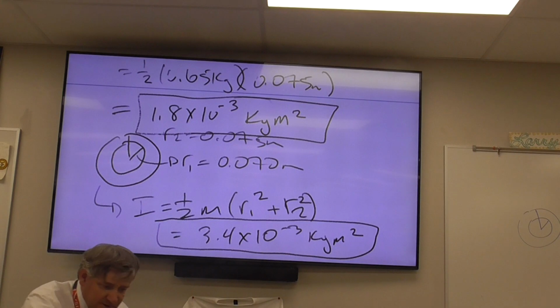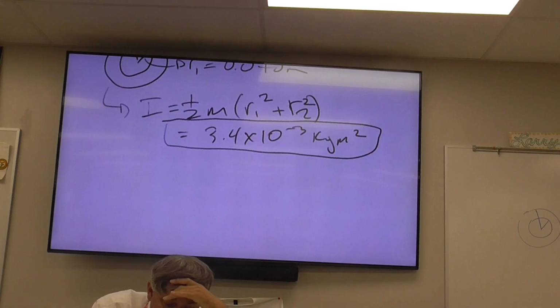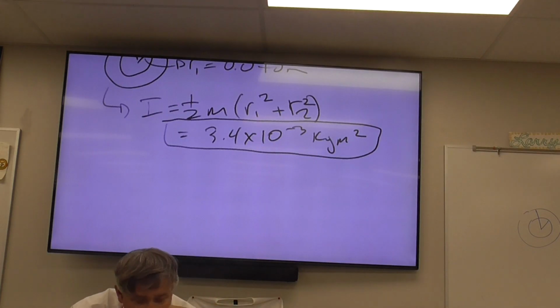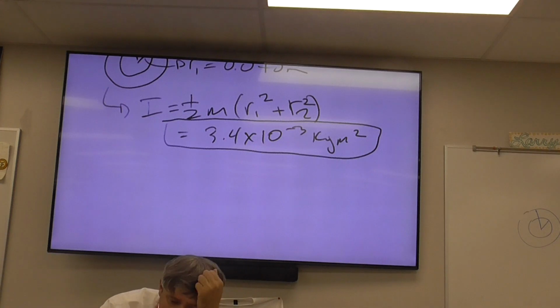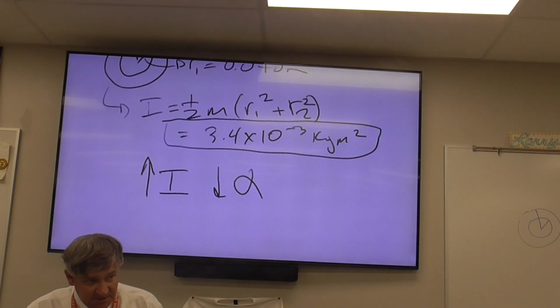Now, here's what I want you to see at this point: there's an inverse relationship between moment of inertia and angular acceleration. So, if the moment of inertia gets bigger, your angular acceleration becomes smaller.